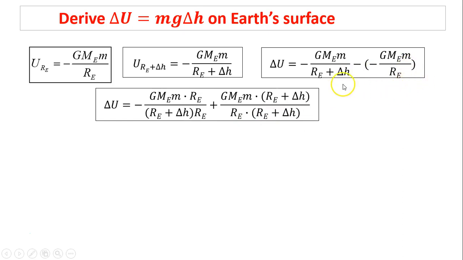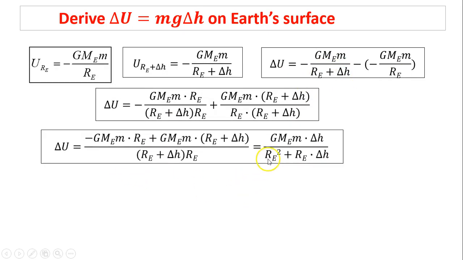This is a fraction. We have to add fractions. To add fractions, you need a common denominator. We multiply the two together. So you multiply the first term by R_E on the bottom and on top. You multiply the R_E plus delta H on the bottom and on top. Then you add it together. This is the expression you'll have.